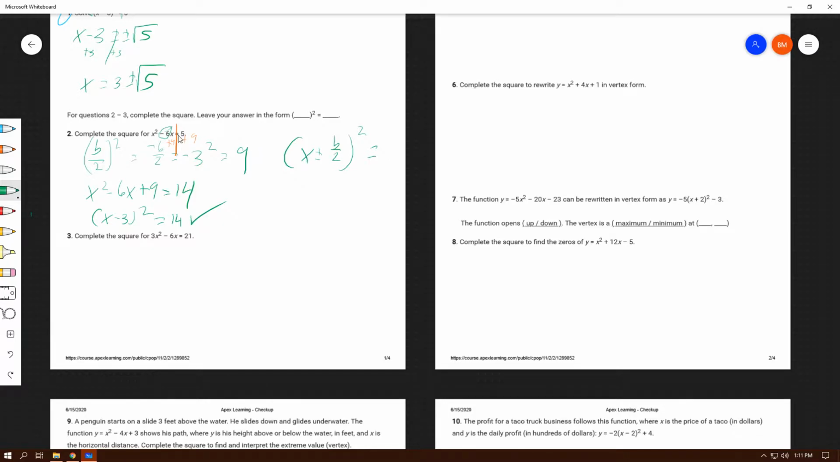So I had to take the b term divided by 2, square it, and add that number, 9, to both sides, right? Because if I don't do it to both sides, I'm not keeping the equations equivalent. Then once I get the trinomial, I can put it into this form, because I know it's going to be in the form x plus or minus b divided by 2. Nice little shortcut.